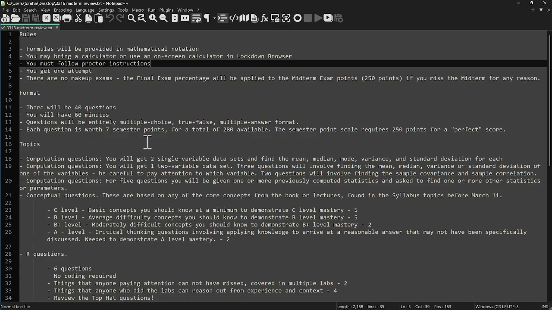Other computation questions, you're going to get one two-variable data set. What do I mean?